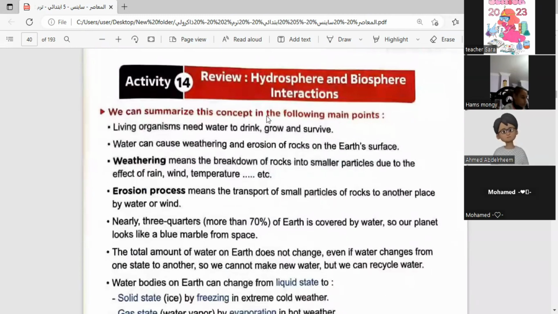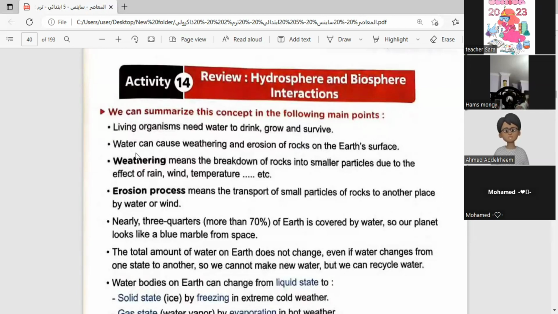Okay, we can summarize this concept in the following main points. The first point, all living organisms need water to drink, grow, and survive. The second point, water can cause weathering and erosion of rocks, okay? Which means it can break down these big rocks into small pieces on the earth's surface.